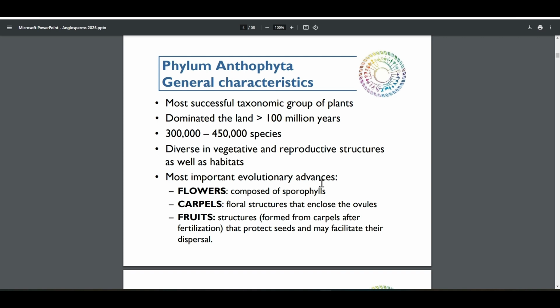The most important evolutionary innovations are things that are related to reproduction. So flowers that are actually sporophylls. I'm sure you are very familiar with what that means. Carpels, which are floral structures that enclose the ovule. I'll show you later. And fruits, which I don't think this video will talk about because I don't think Cleve reached that part yet. But actually no, Cleve talked about like apples, but this video will be mostly about flowers.